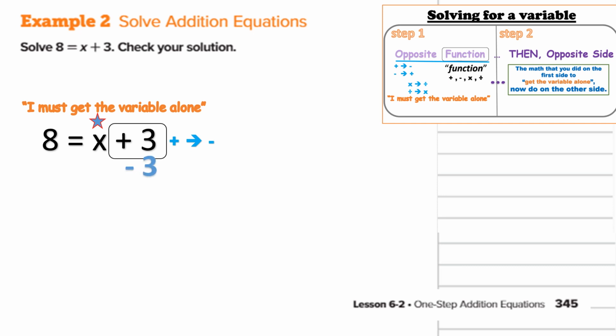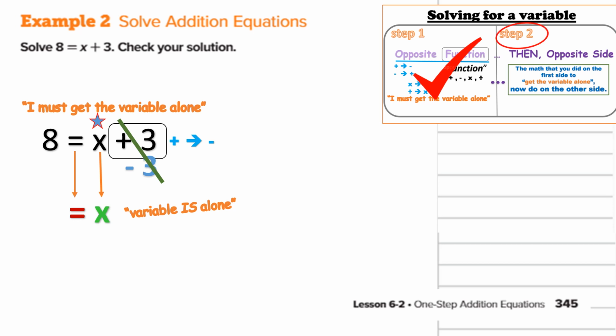And when I do that, if I have 3 fingers held up and I take 3 fingers away, I don't have any fingers. So that just cancels that out. That allows my variable to be left alone. And that's what I need. So now I'm going to go to the opposite side and I'm going to subtract. Why am I going to subtract? Because in order to get rid of the addition of 3, I subtracted the 3. Now I do the exact same math on the opposite side.